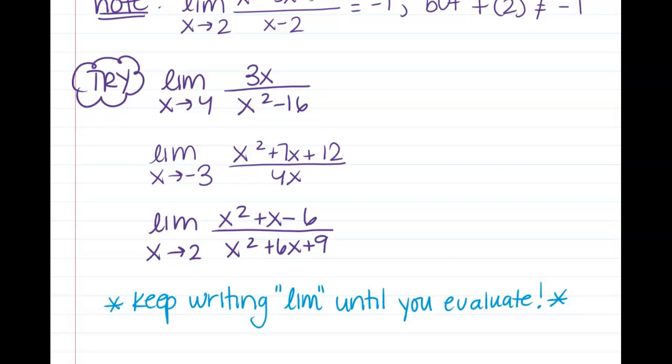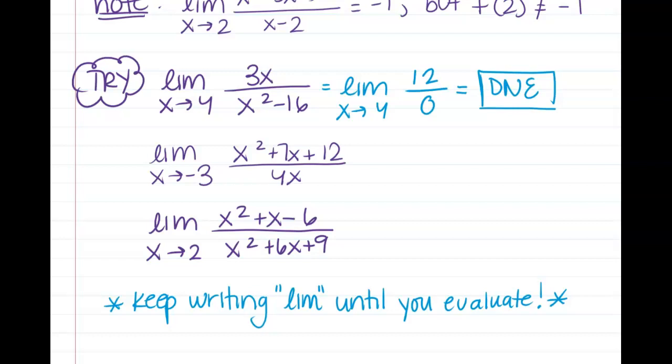So for the first one, start out by just evaluating. We end up with the limit as x approaches 4 of, well, 3 times 4 is 12 over 4 squared minus 16 is 0. Again, do we have to write lim here? Not necessarily, because we evaluated it, but you always can. And since you can't divide by 0, the limit does not exist, DNE.